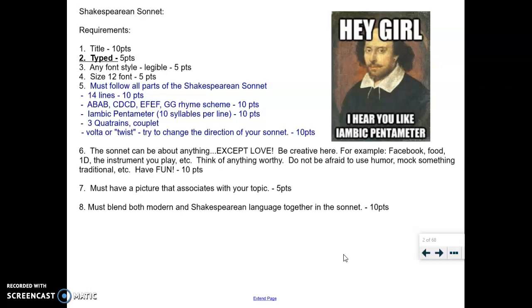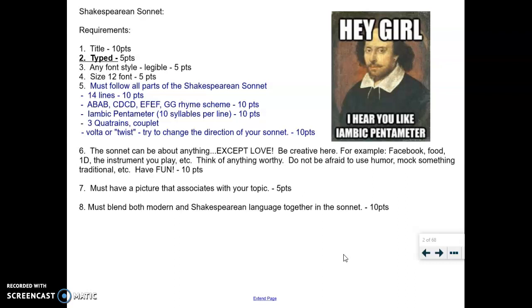So if your sonnet is about Notre Dame Academy, then you should have a picture that relates to that makes sense. Don't have a picture of aliens if you're writing about a school. Okay? And then number 8 is it must blend both modern and Shakespearean language together in the sonnet.